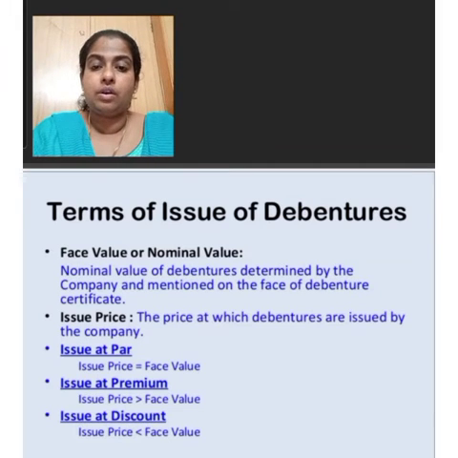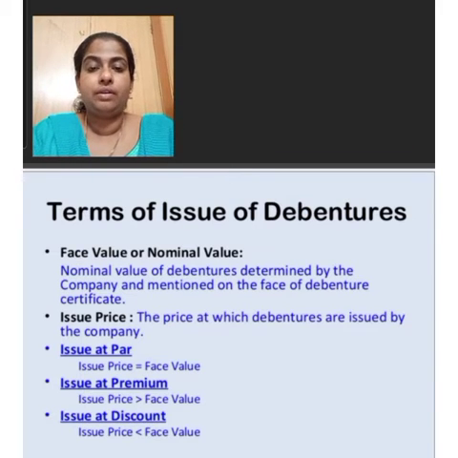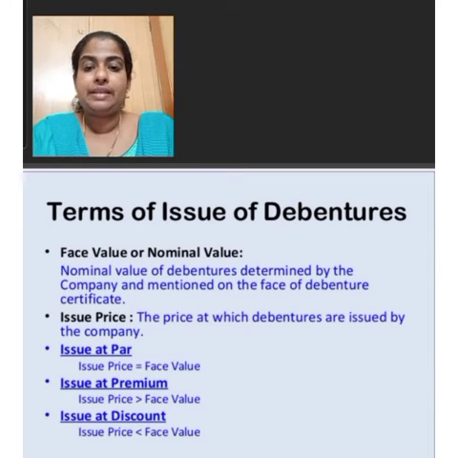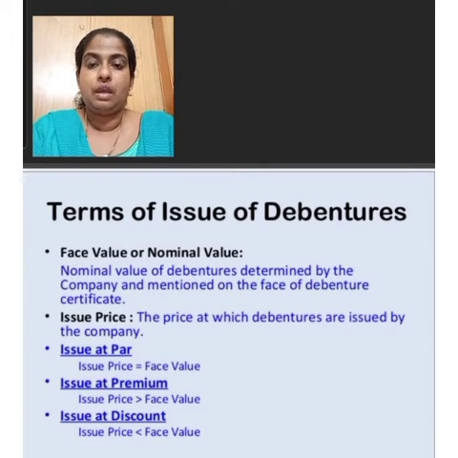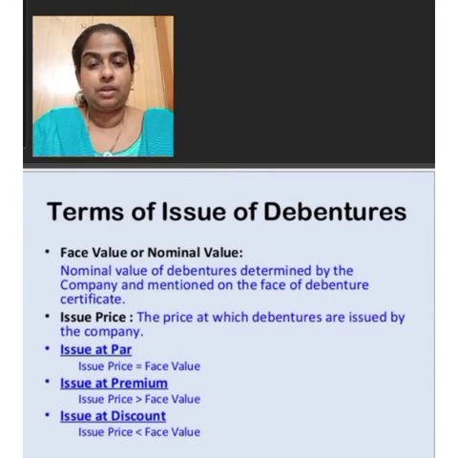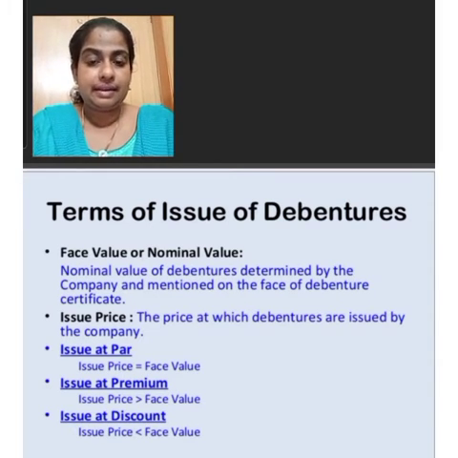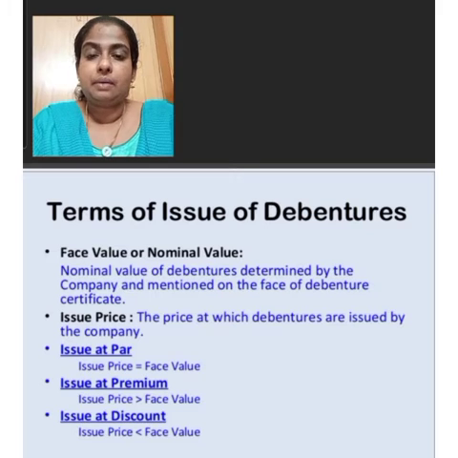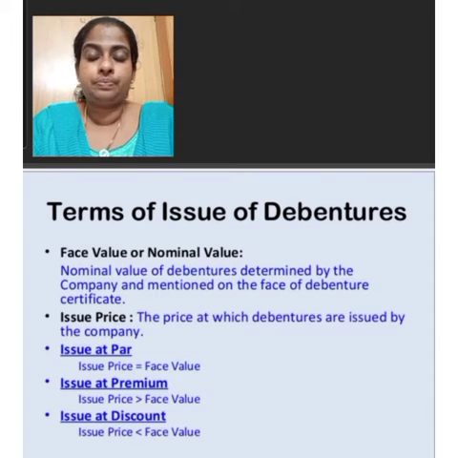The face value or nominal value is determined by the company and mentioned on the face of the debenture certificate. Issue price means the price at which debentures are issued by the company. Issued at par means issue price equal to face value. Issued at premium means the issue price is more than the face value. Suppose the face value is 100, and the company decides to issue at a premium of 10, then the issue price is 110.